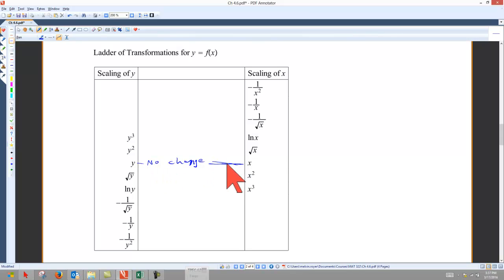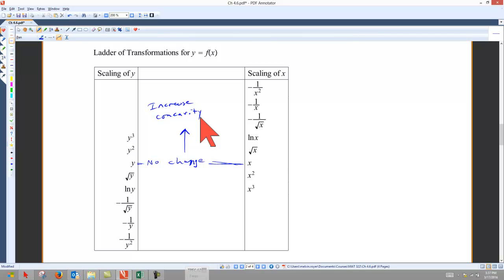Those are the original variables x and y. And then here are some possible transformations we could apply to the y variable, some possible transformations we could apply to the x variable. And we just did square root of x and found out that what that did was increase the concavity.